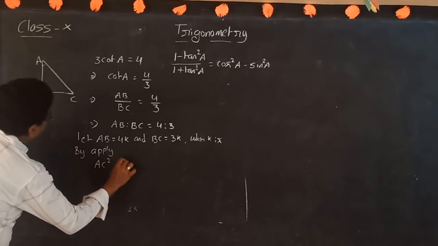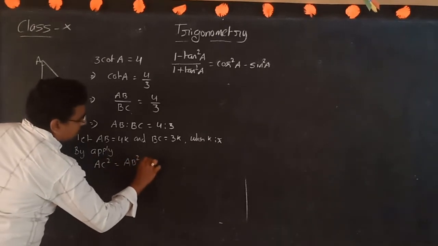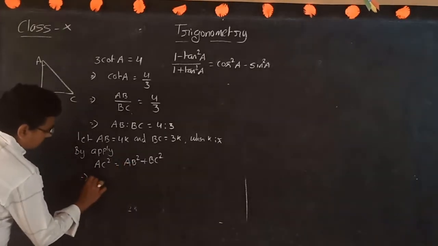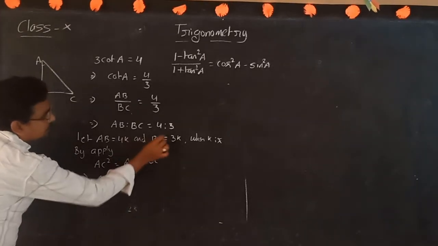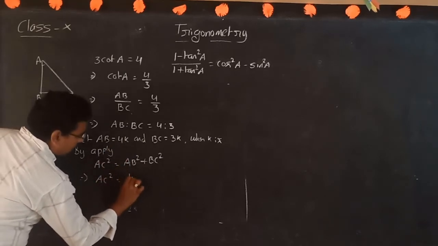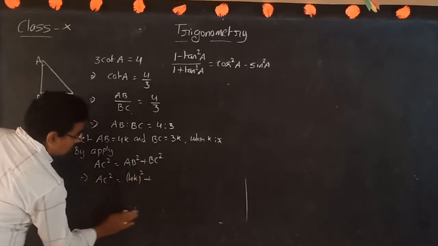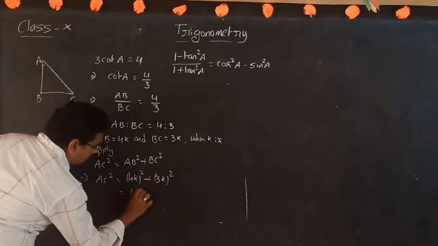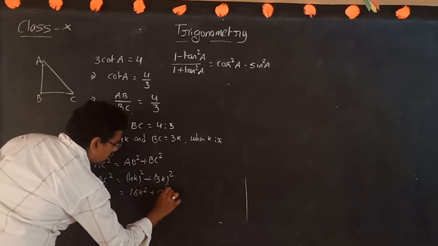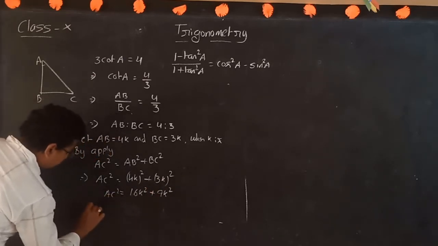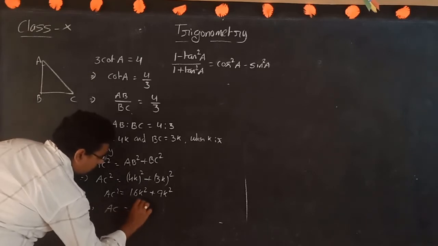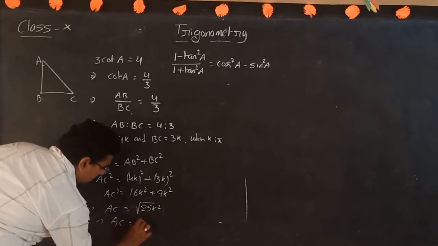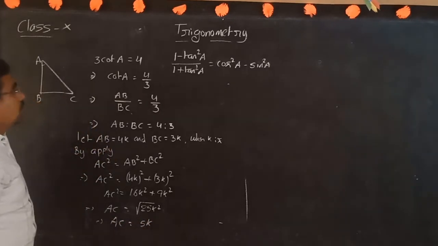AC square equals AB square plus BC square. This implies AC square equals, AB value is 4K, 4K whole square, and BC value is 3K, 3K whole square. This is 16K square plus 9K square. AC square equals 25K square. AC equals square root of 25K square, so AC equals 5K.